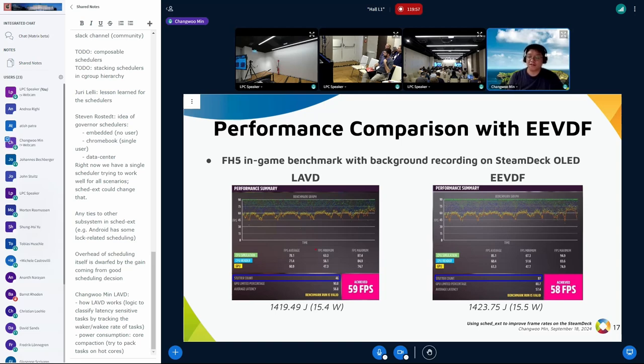And let's have some performance comparison with the default EEVDF scheduler. I'm not claiming that the AVD is always better than EEVDF, but at least in the gaming scenario, especially on the Steam Deck, we actually see a lot of performance improvement over EEVDF with less stutter. For example, this is one of the in-game benchmark results of one of the racing games. As you can see here, AVD achieved a little bit higher frames per second with less stutter count, and also the power consumption is a little bit lower.